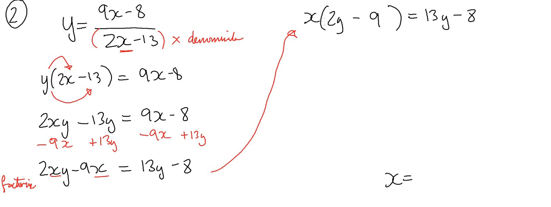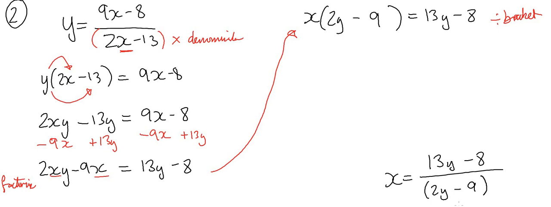Okay, so now I've got x on its own, but I just need to divide by, again, the whole bracket. So what I'm going to get is my 13y minus 8, which I had, divided by the whole bracket. Again, remember, write this as a fraction, 2y minus 9. Okay, I hope this step's clearer, or you've brought back what we did at the end of last term.